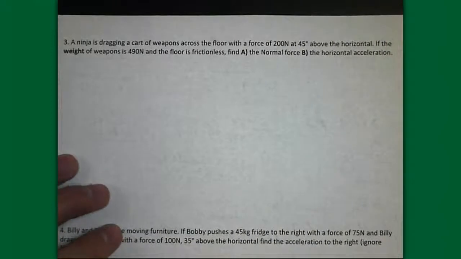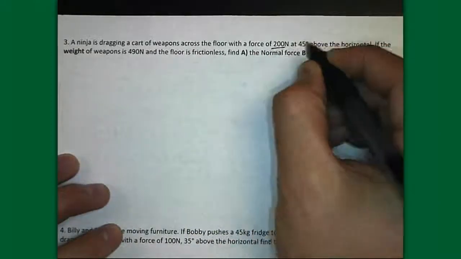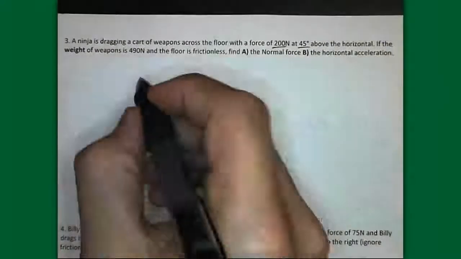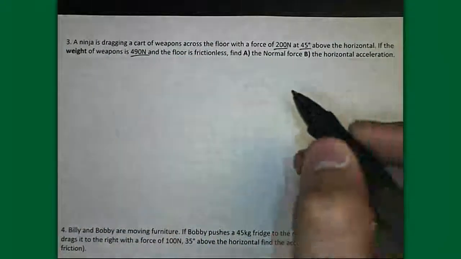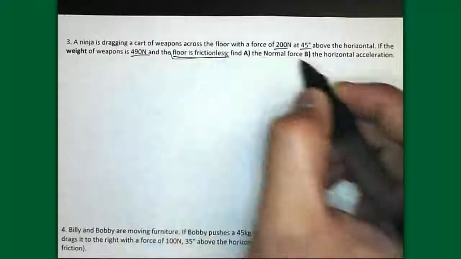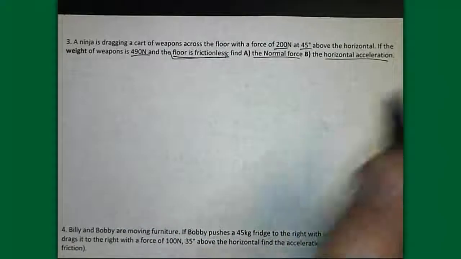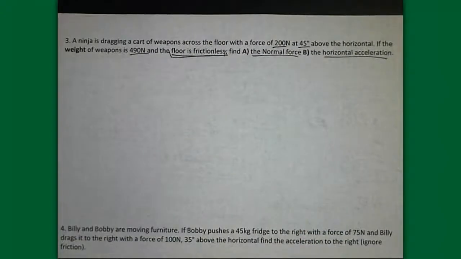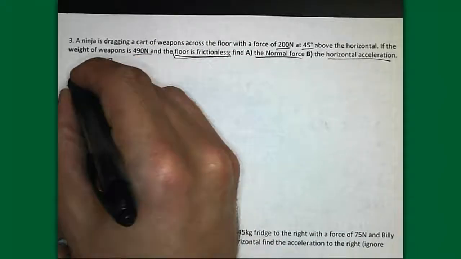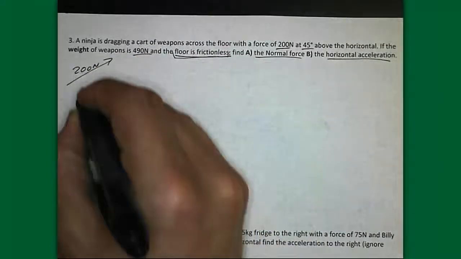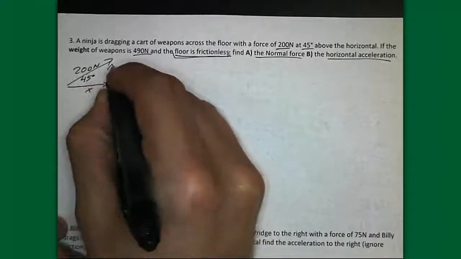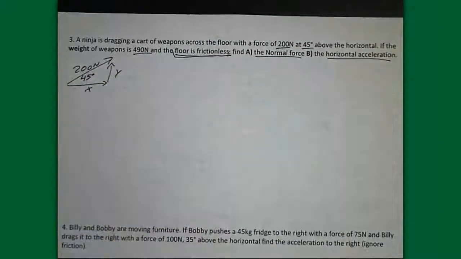A ninja is dragging a cart of weapons across the floor with a force of 200 newtons at a 45-degree angle. If the weight of the weapons is 490 newtons and the floor is frictionless, probably an important thing to know. Again, find the normal force and the horizontal acceleration. So here we go. First thing we need to do is resolve the vector. 200 newtons, 45 degrees, x component, y component.